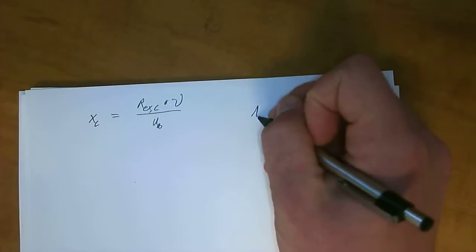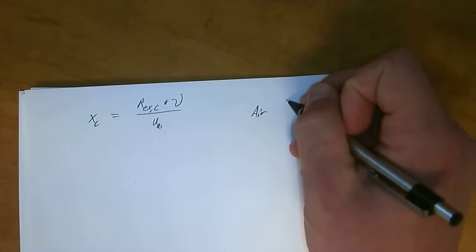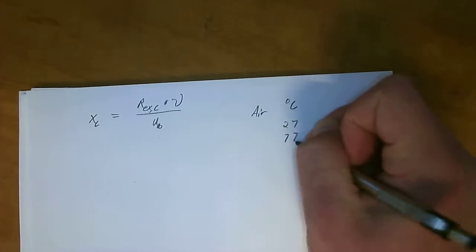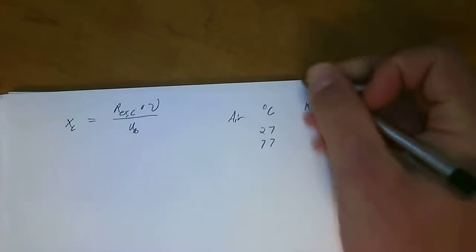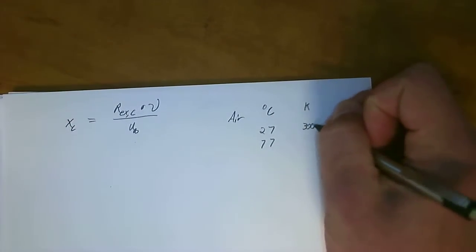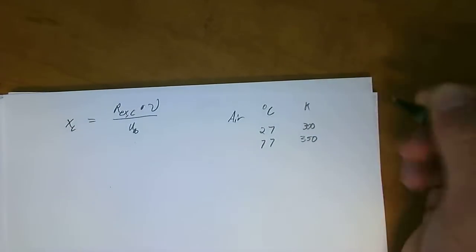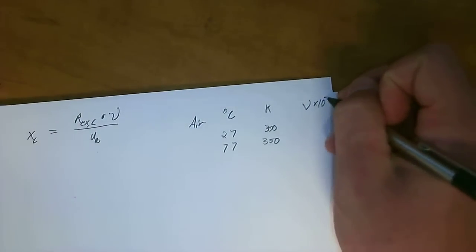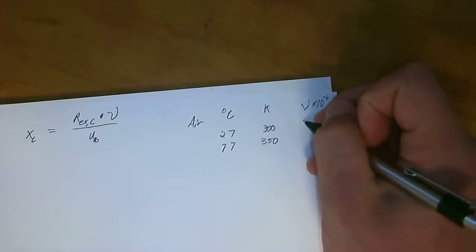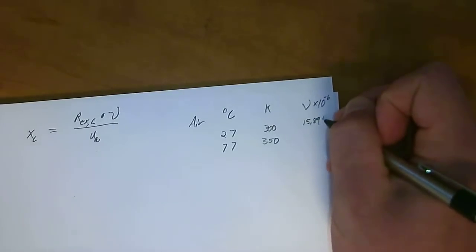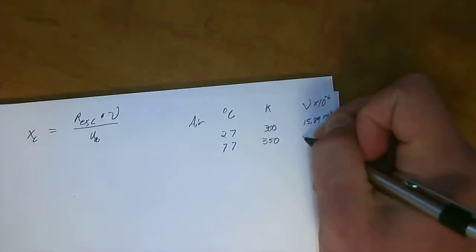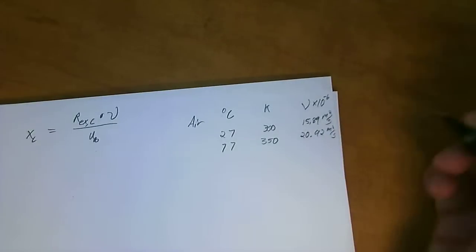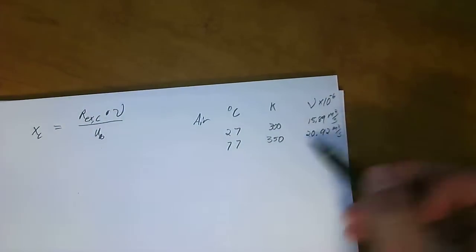If you look back in the tables for the properties of air at certain temperatures, we've got 27 and 77 degrees C. I'm going to change that to Kelvin, which is going to be 300 Kelvin and 350 Kelvin. If you look for ν there, which is times 10 to the negative 6, you'll have 15.89 meters squared per second and 20.92 meters squared per second. So these are the values that we get to use.